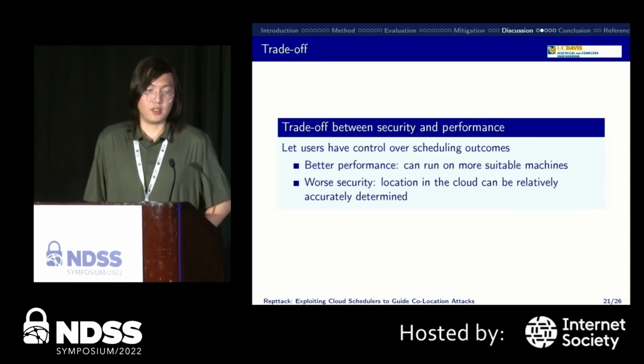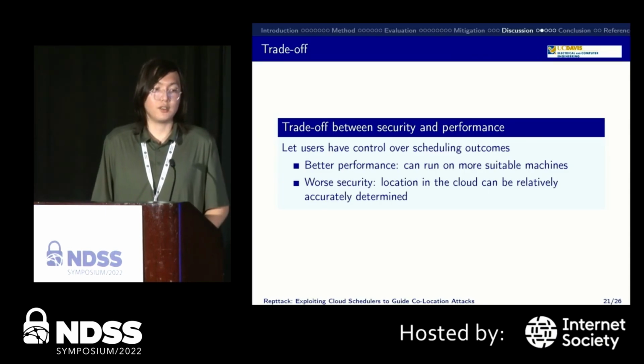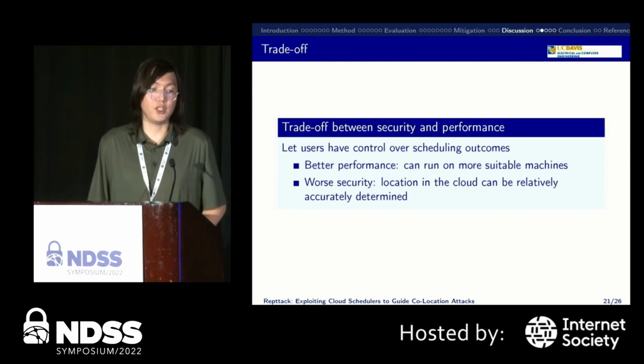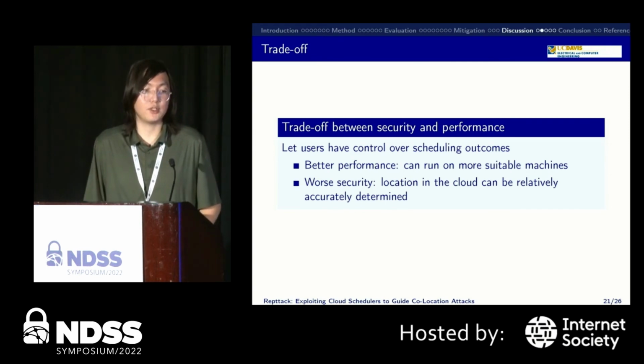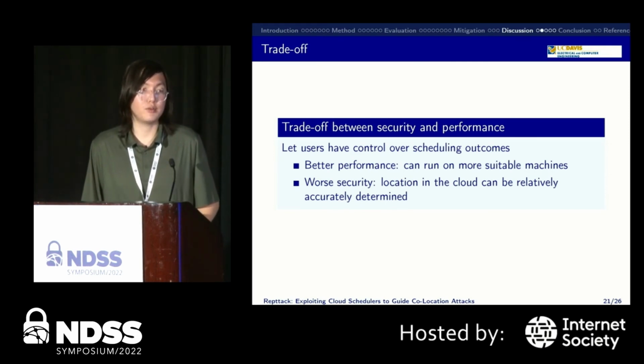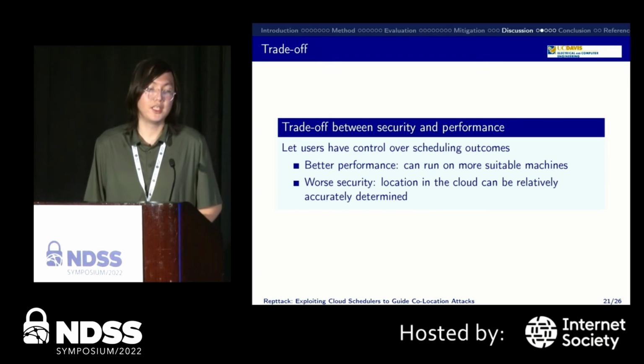So, discussion. This work introduces a trade-off between security and performance. Letting users have control over scheduling outcomes can indeed bring better performance because users can choose to run on more suitable machines. But it brings worsened security because location in the cloud can now be relatively accurately determined.